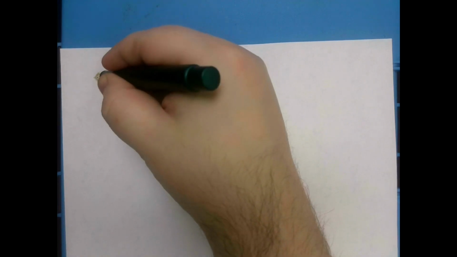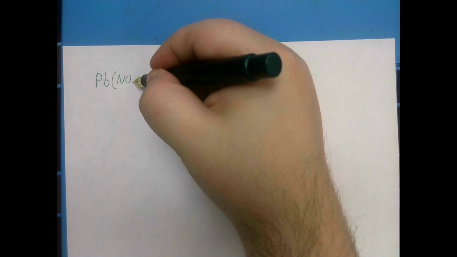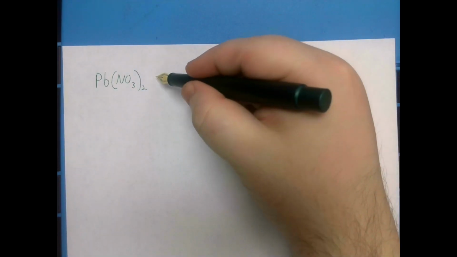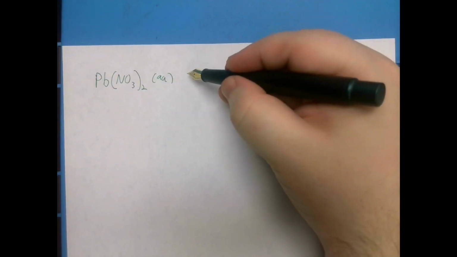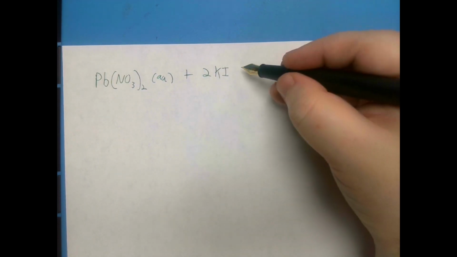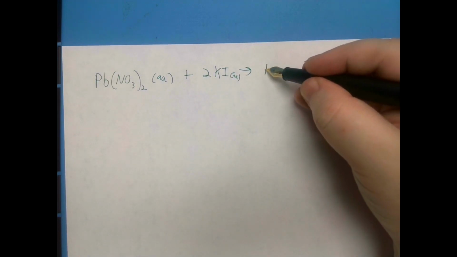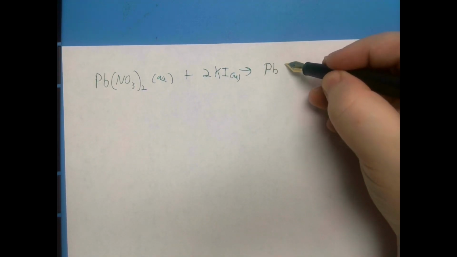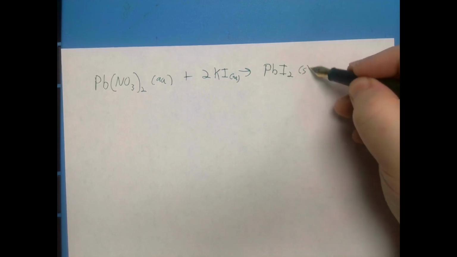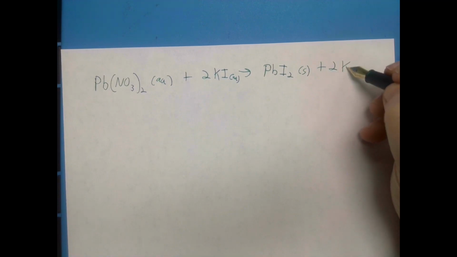So we have the overall equation that's balanced: lead 2 nitrate mixed with potassium iodide gives us lead 2 iodide, which is a solid, plus potassium nitrate.